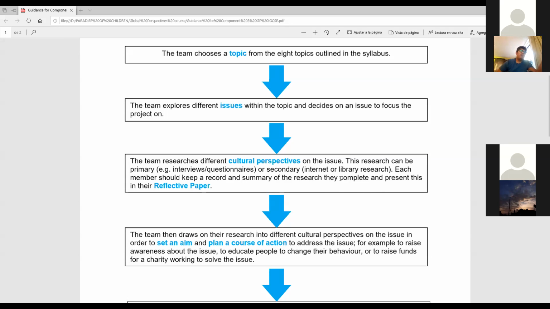Okay, then after you have selected one issue, you're going to research different cultural perspectives, which is very important.